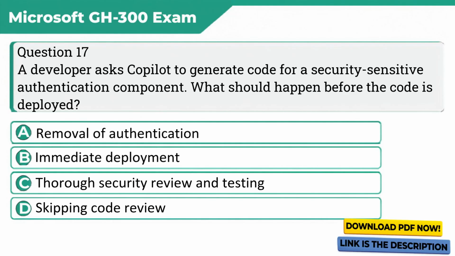Question 17. A developer asks Copilot to generate code for a security-sensitive authentication component. What should happen before the code is deployed? A. Removal of authentication. B. Immediate deployment. C. Thorough security review and testing. D. Skipping code review.